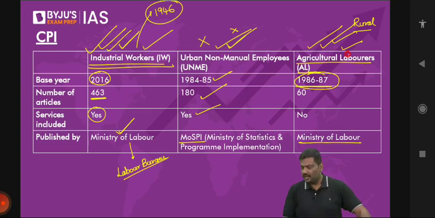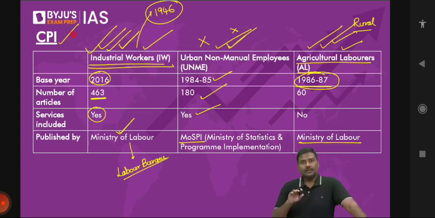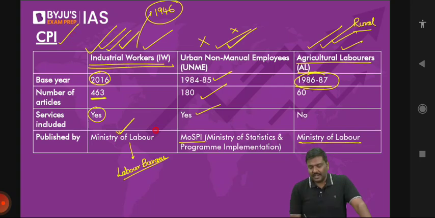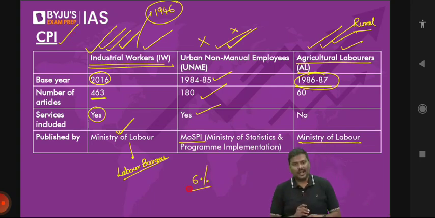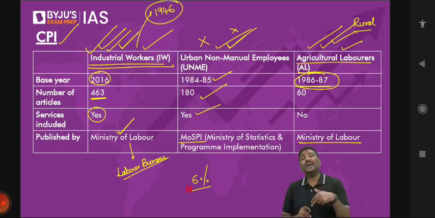Okay, so this is the concept of CPI. But understand the next one carefully. You read in the newspaper, inflation rate is 6%. Which inflation are they talking about here? Are they talking about CPI-IW? No. Are they talking about urban non-manual employees? No, that has been discontinued. Are they talking about CPI-AL? No, they're not talking about that as well.